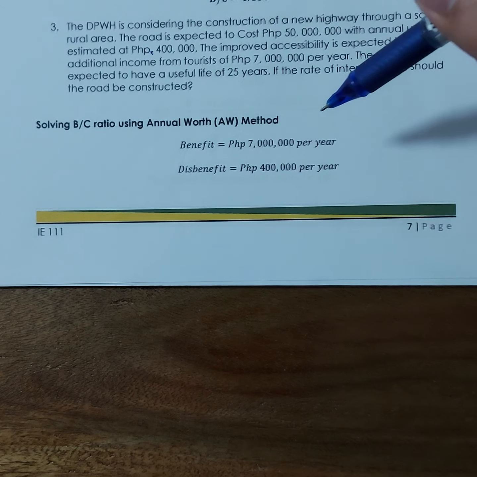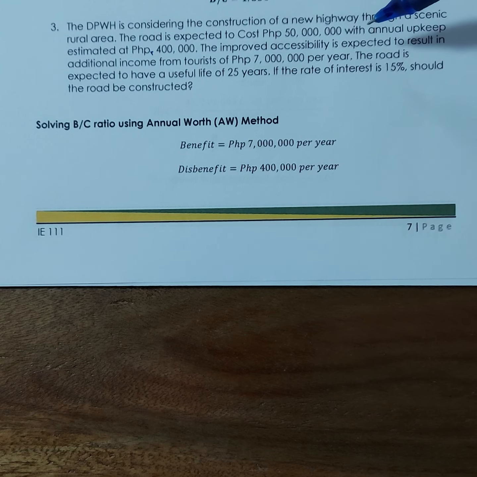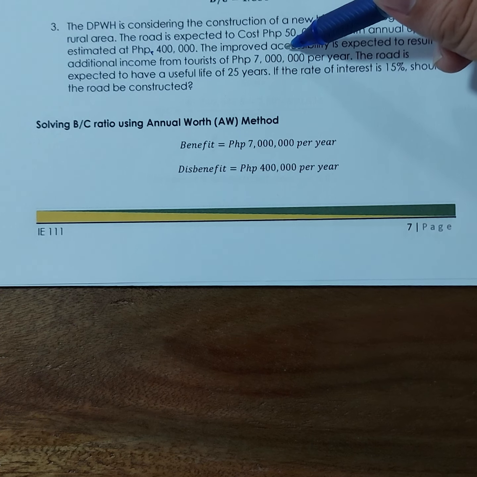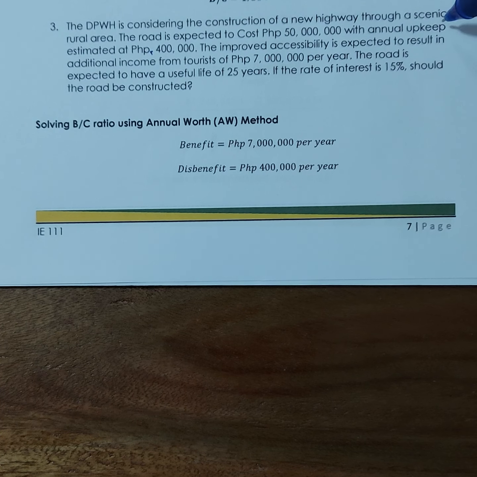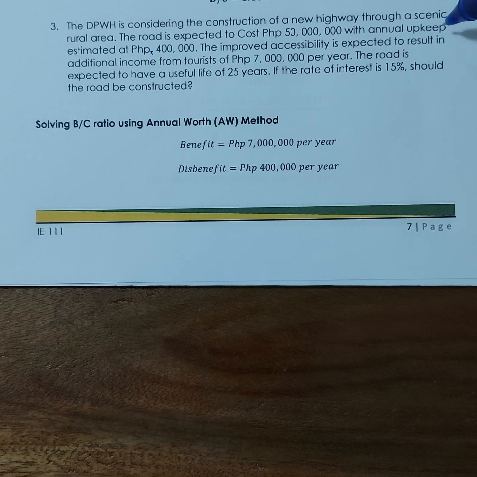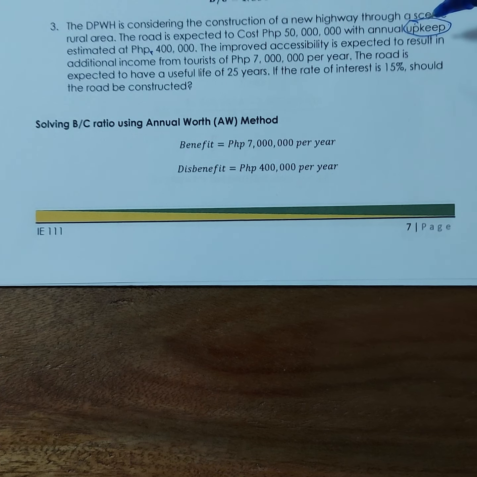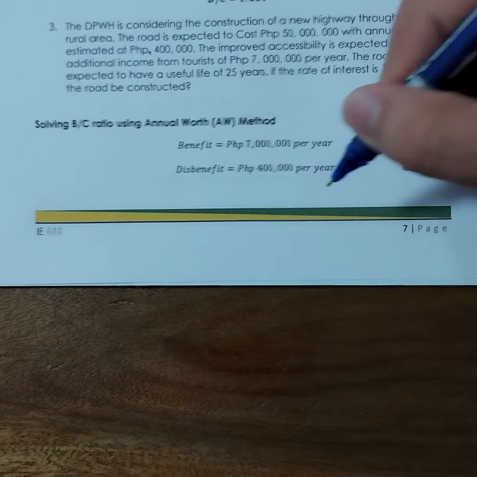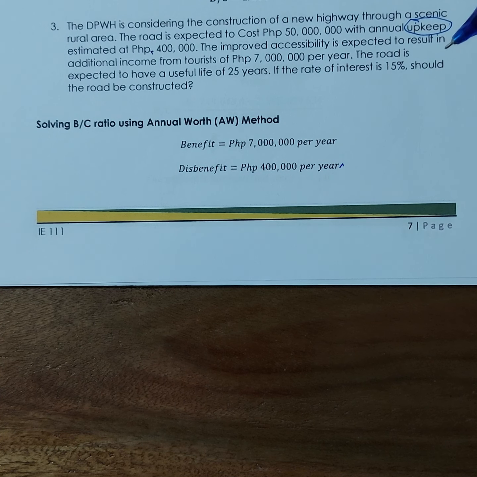So we have a benefit of 7 million per year coming from the tourist. Okay, so 7 million per year yan. Annual upkeep natin. Upkeep means yung parang maintenance, operation and maintenance na 400,000 pesos per year. So yung kailangan mo para ma-maintain yung road.